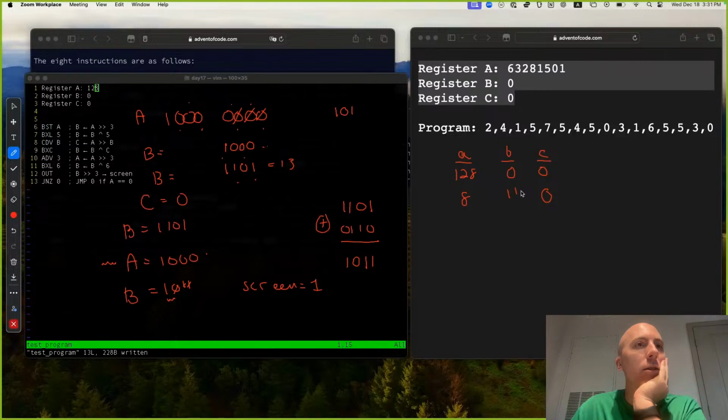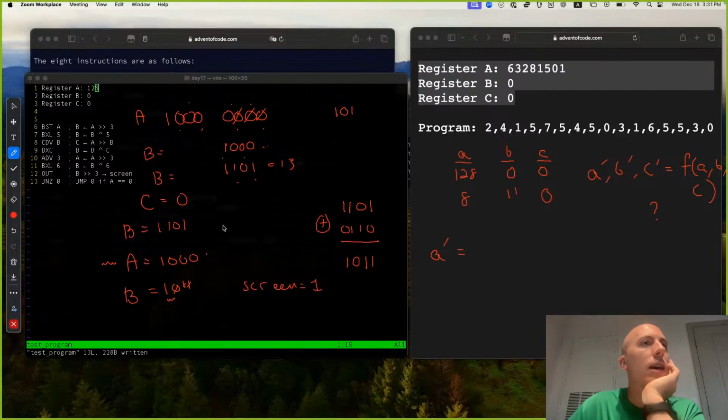So what's jumping out now is that we could basically compute A prime, B prime, C prime from some function of A, B, and C. Like, what are the different values of A, B, and C? So what is A prime? It looks like A prime just equals A shifted over 3. That's literally it.